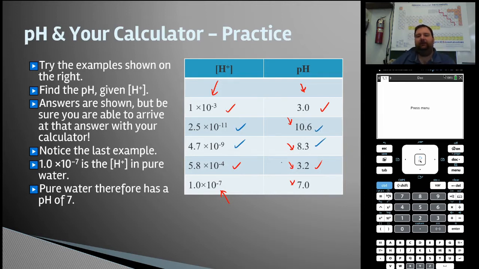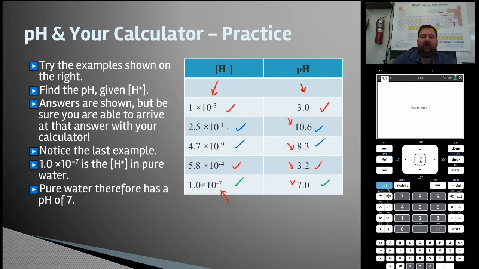What do we notice? If the last number there, this one, is our neutral compound, what do my red check marks have in common? They happen to be larger values than this one. So if you have a greater hydrogen ion concentration than 1.0 times 10 to the negative 7, you know that that's going to be an acid. If you have a smaller hydrogen ion concentration than 1.0 times 10 to the negative 7, you know that it's going to be a base.